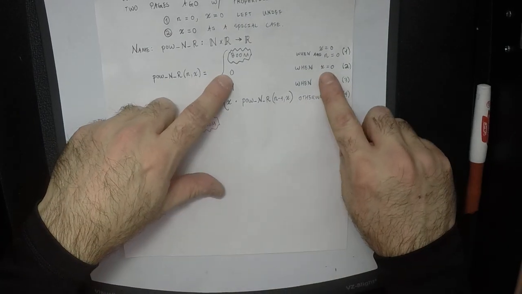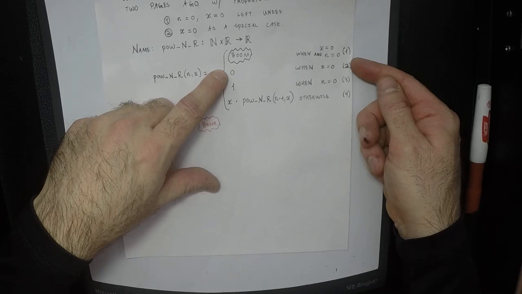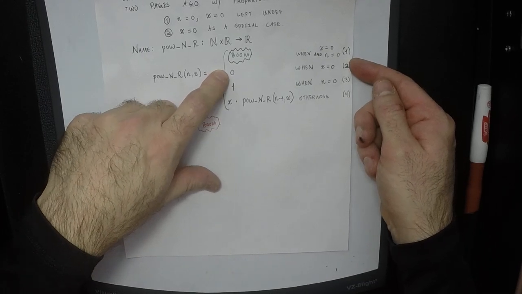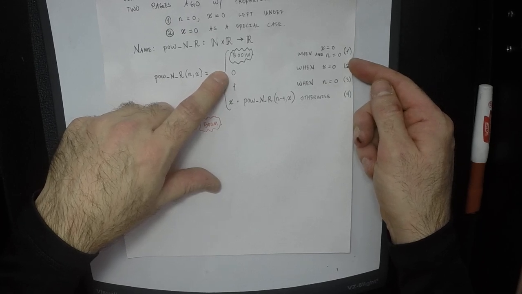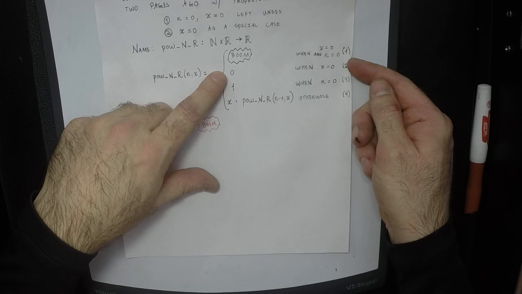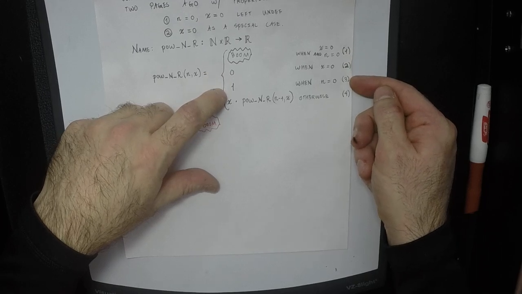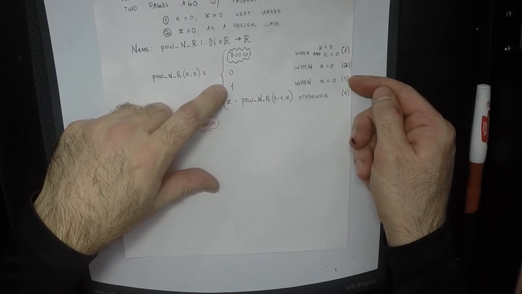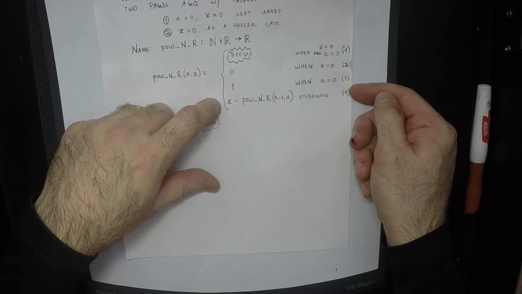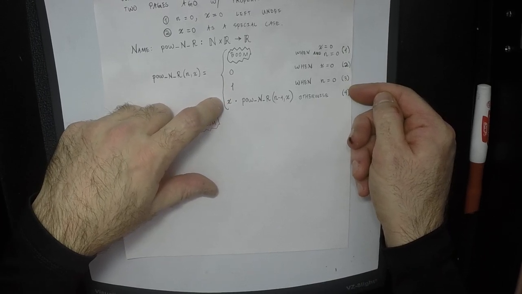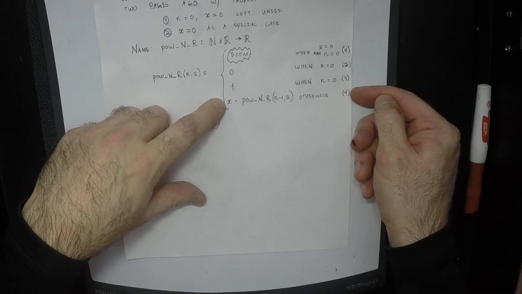Clause 2 is good because it's the special case that when you're raising 0 to a positive natural, the answer is going to be 0. Clause 3, why is that good? Right, you're raising a non-zero real to 0. That's going to be 1. And then why is clause 4 good? Why does that work?